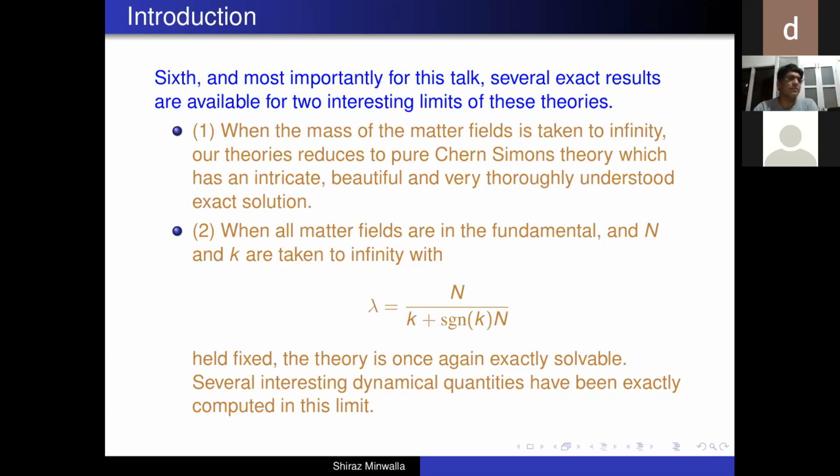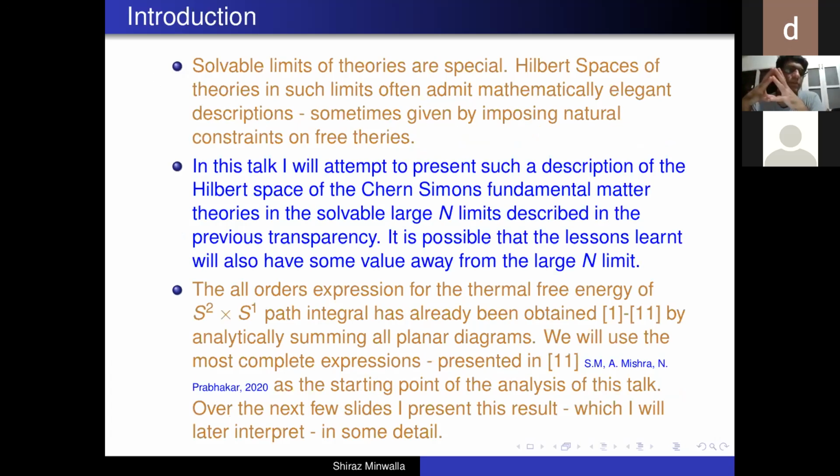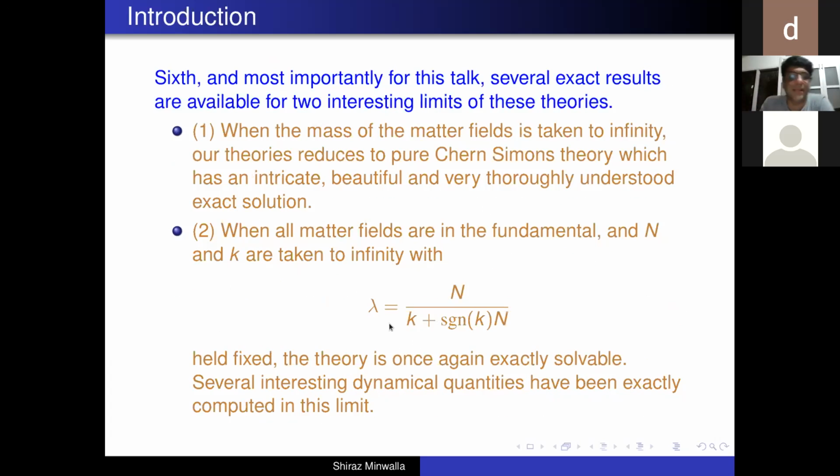The second exactly solvable limit of these Chern-Simons matter theories is a more recent one. It's a limit in which all the matter fields are taken to be only in the fundamental representation, and the number of flavors, the rank of the gauge group N, and K are both taken simultaneously to infinity in a coordinated manner so that N divided by K, more precisely N divided by N plus sign K times N, this quantity that we call lambda, is held fixed. In this limit, the theory is once again more or less exactly solvable. Many quantities in this limit have been computed precisely, exactly, to all orders as a function of this lambda.